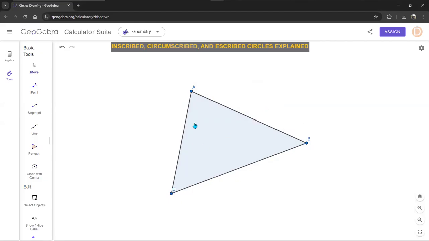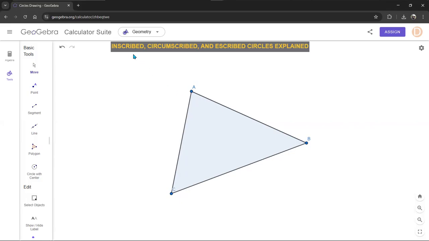So first of all, according to this triangle, we have three sides. We have side AB, side BC, and side AC. You will notice also we have three vertices, at A, B, and C. And that means at every vertex, we have an angle that will come into play later.